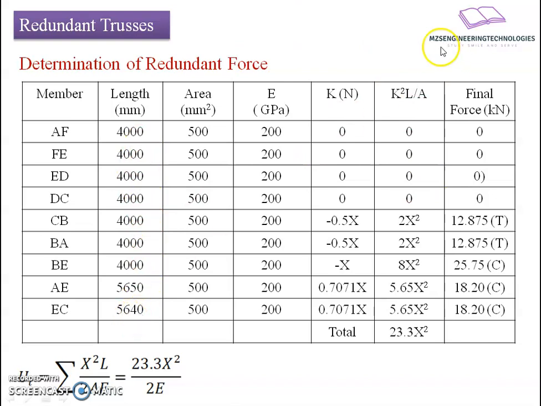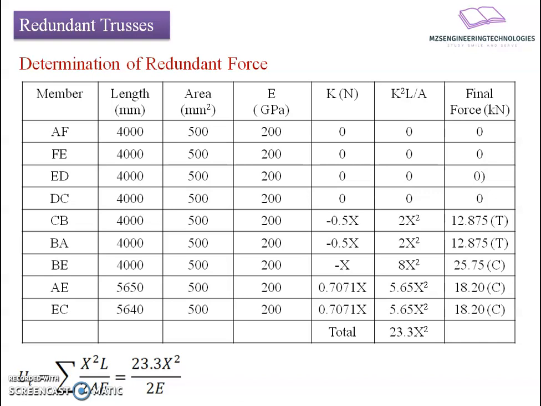Then we have the area of cross section of each member. All the member areas have been given constant. It's about 500 mm square. The E value is given to us. It's about 200 GPa. Now we have to find out the K values with reference to the applied redundant force at the members AF, FE, ED and DC.